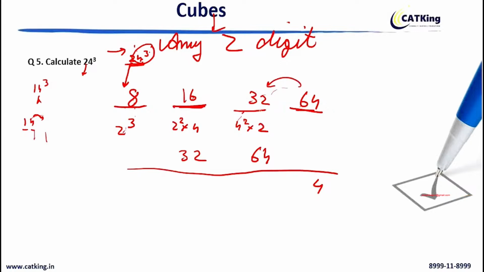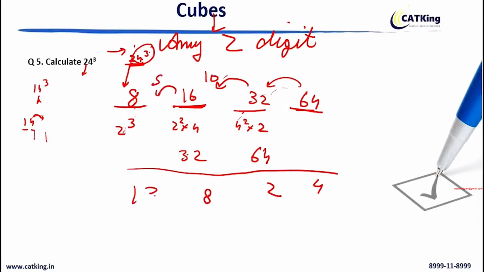Okay. What is 64 plus 32? 96. 96 plus 6 is 102. Only 2 will come here. I'll give 10 as the carryover. 32 plus 10, 42. 42 plus 16 is 58. Only 8 will come here. I will give 5 as the carryover.